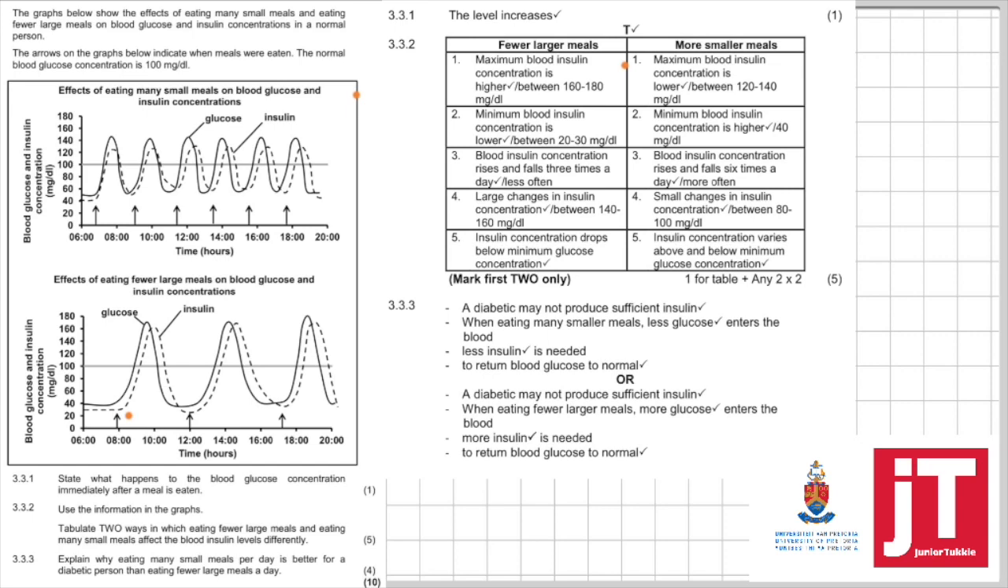5. For the last one, insulin concentration drops below minimum glucose concentration in the fewer larger meals, and in the smaller meals the insulin concentration varies above and below the minimum glucose concentration. So here it means the insulin concentration drops below the minimum glucose. So see, it's below. Can you see that dotted line is below the glucose concentration? You can see it. Whereas for the smaller meals, the insulin concentration, which is the dotted line, varies above and below the minimum.